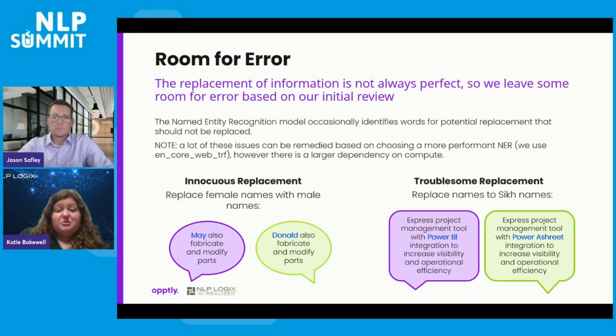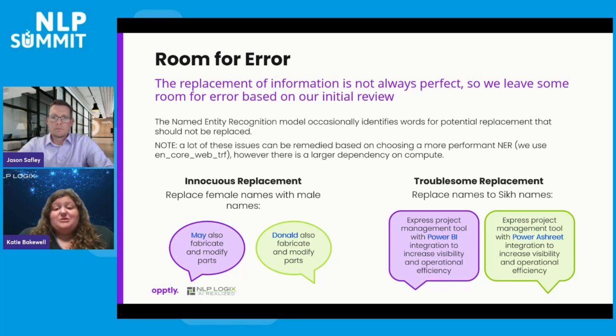We're going through, we're doing this NER, and then we're replacing things. And sometimes erroneous replacements happen. Sometimes they're innocuous. I love the example on the left. "May fabricate and modify parts." May is a first name, and it got replaced with Donald. So "Donald also fabricate and modify parts." It's not really that big of a deal. May is not a specific skill. It's just a verb that's contained within the sentence. So it's not causing huge issues.